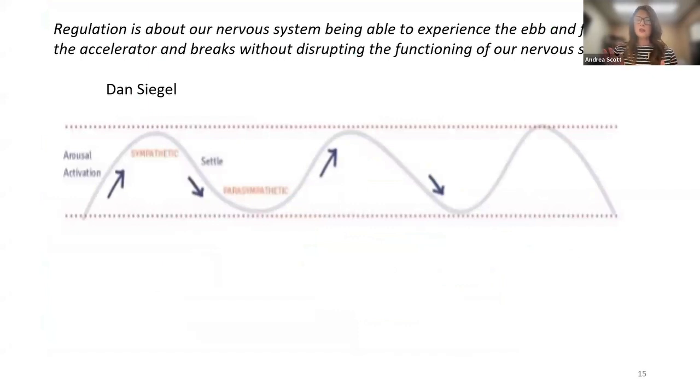So regulation, truly, when I say the ebb and the flow of the acceleration and the brake without disruption, we want to see this. We've got arousal happening, the sympathetic nervous system, and then we settle down. All of this is an ebb and flow thing that continues to happen. We want to see this. And Dan Siegel refers to this as the regulation of the central nervous system. So that co-regulation, that serve and return, is happening with the child on a regular basis. And it's okay if they get upset as long as they have someone to meet those needs.